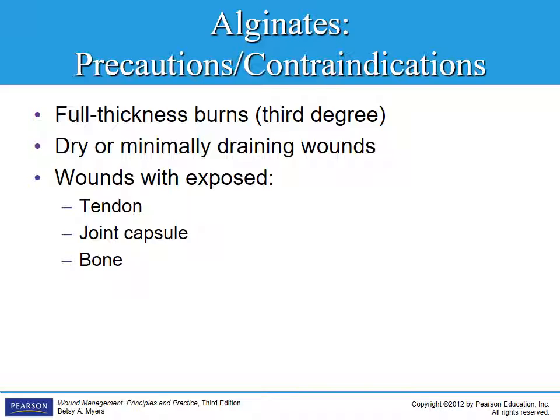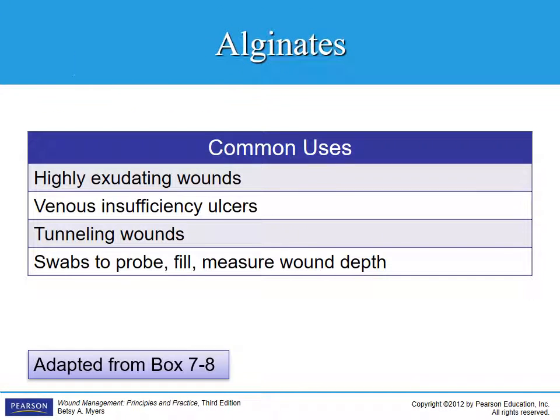those are dry, and an alginate, again, is going to absorb moisture. You don't want to use it on dry or minimally draining wounds. You don't want to use it on wounds exposed with tendon, joint capsule, bone, fascia. I'm hoping you guys are beginning to see a trend here, so that if it's a dressing that absorbs fluids, you're not going to use it on anything that needs fluids. Okay, that's the precautions and contraindications.